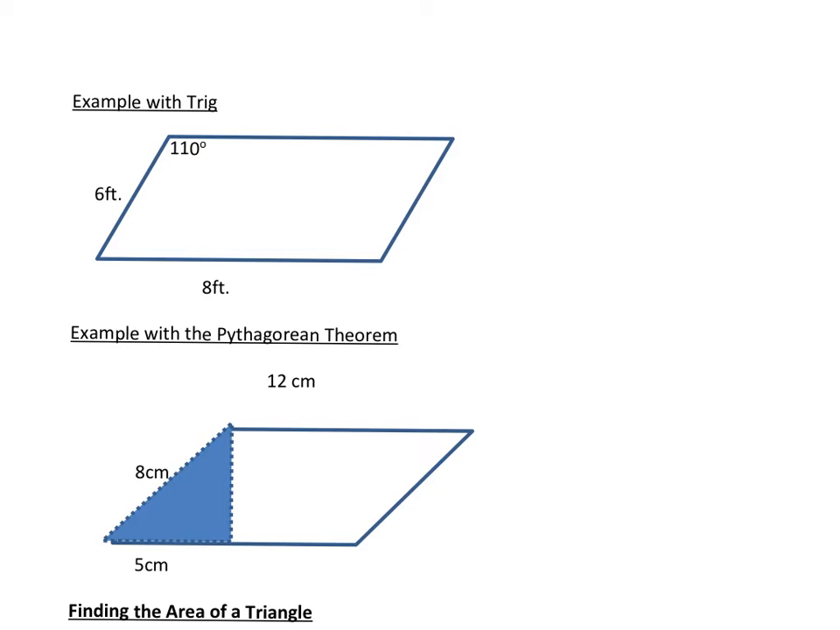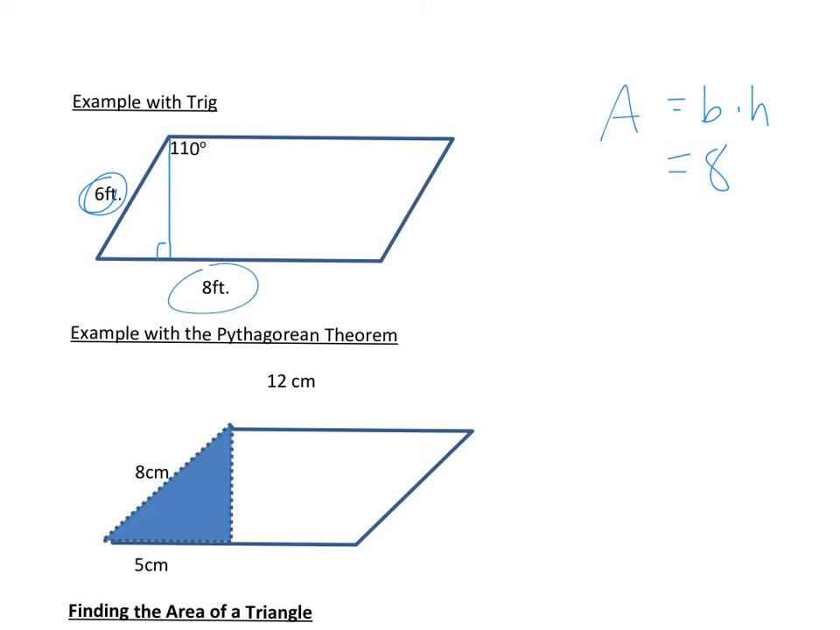The area of this parallelogram is going to be the base times the height. The base is 8 feet, but the height is not 6, guys. The height is not 6. The height is going to be coming down a 90-degree angle. They don't give us that. Here's what they do tell us, though. This is kind of interesting.